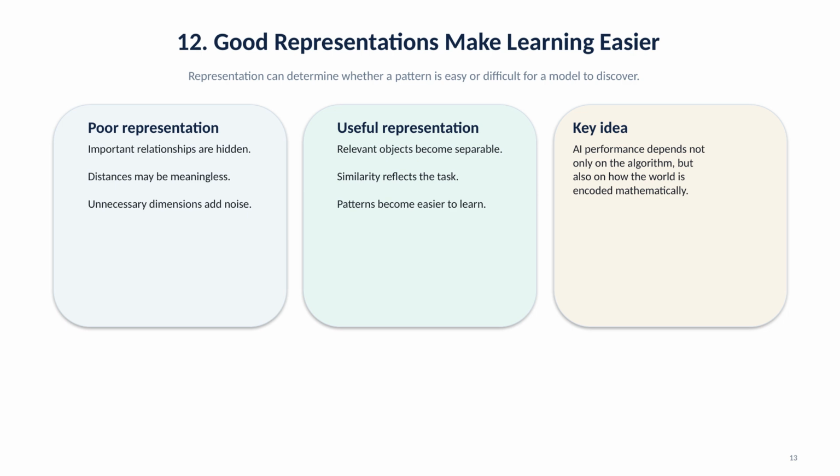A model's success often hinges on how we encode inputs. Poor representations hide important relationships, make distances meaningless, and add noisy dimensions. Good representations, by contrast, make relevant objects separable, so similarity aligns with the task and patterns become easier to learn. The key point: choosing the right mathematical encoding can improve AI performance just as much as changing the algorithm.